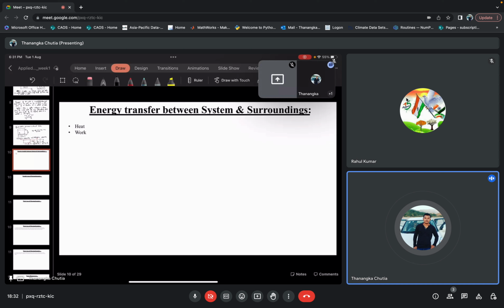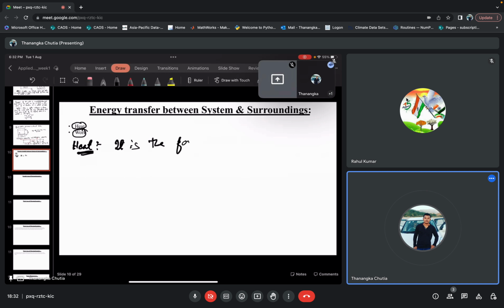Next, we have already given a hint that energy interaction takes place between the system and the surroundings through the boundary. This energy interaction in thermodynamics is done by means of two forms of energy: one is heat energy and another is work energy. So what is heat energy?